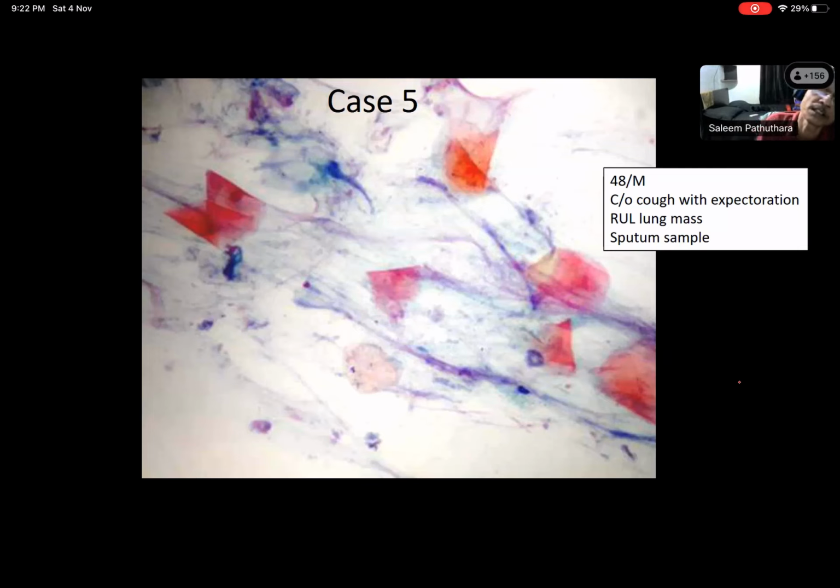Do you know how many pulmonary macrophages are needed for this to be satisfactory? Sir, 10 pulmonary macrophages. No, there is no cutoff value. Every field has to be with a large number of pulmonary macrophages.